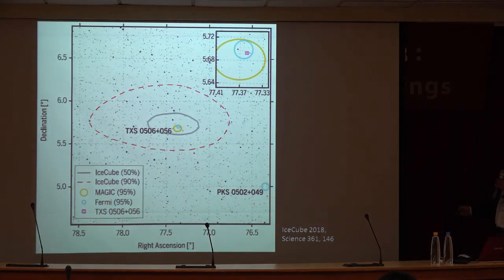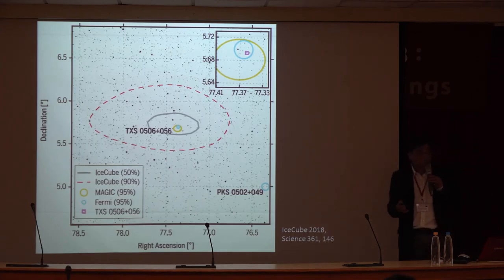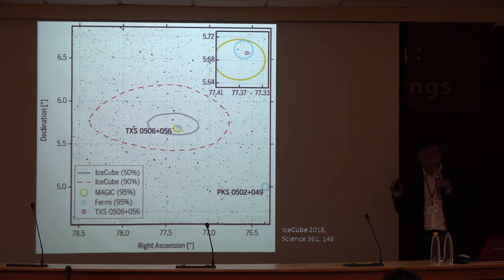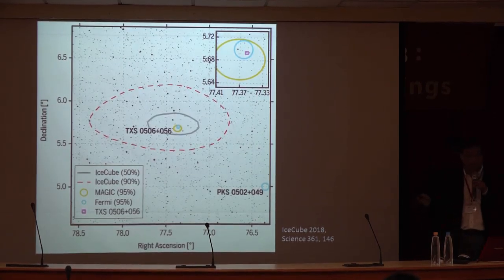The IceCube location of the event is this gray circle here at 50% confidence level, and this is 90% confidence level. And the green one is the location determined by MAGIC, which is a TeV facility. They measure TeV photons, and the location is like this.